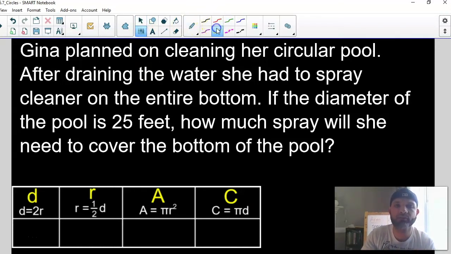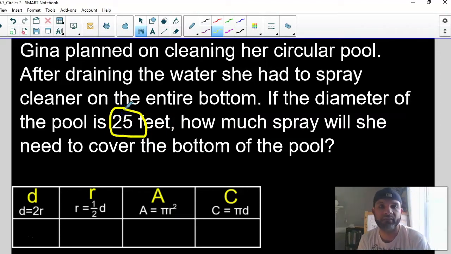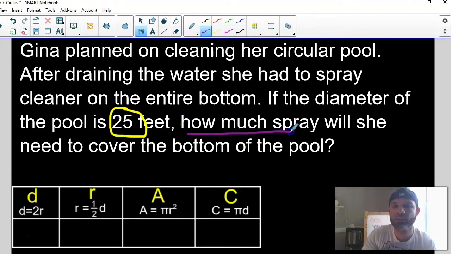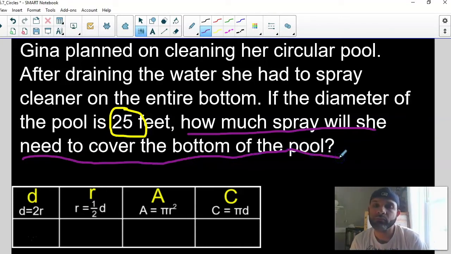Okay, so cubes, circle the numbers. So I'm going to circle here the 25 feet. Okay, cubes, the U stands for underline the question. So I'm going to underline the question. How much spray will she need to cover the bottom of the pool?